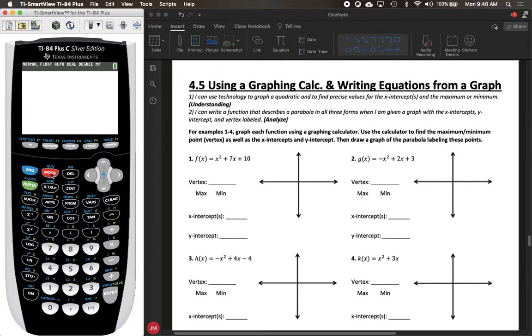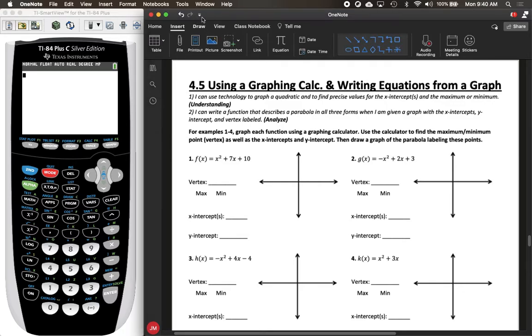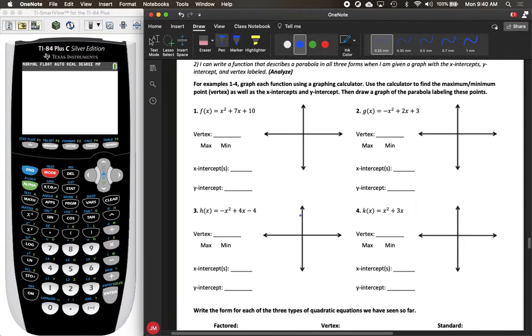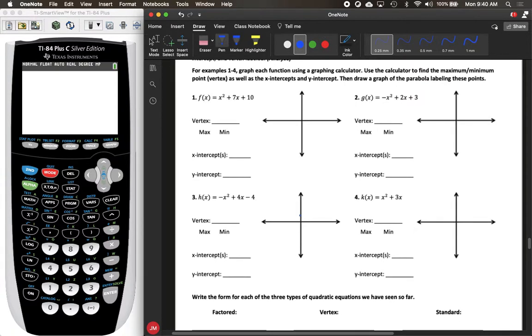The first part is going to be about using your graphing calculator, and then the second part is going to be how to write equations based on a graph. So that being said, let's take a look at some example problems. We're going to look at basically 4 examples of how to use your graphing calculator, and then we will start to talk about writing equations from a graph.